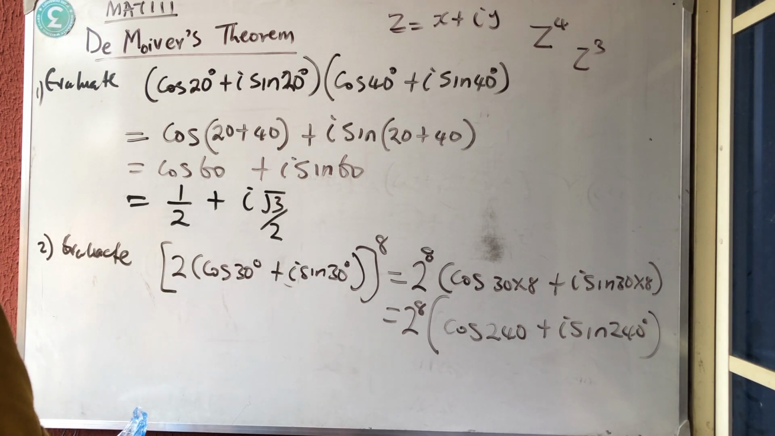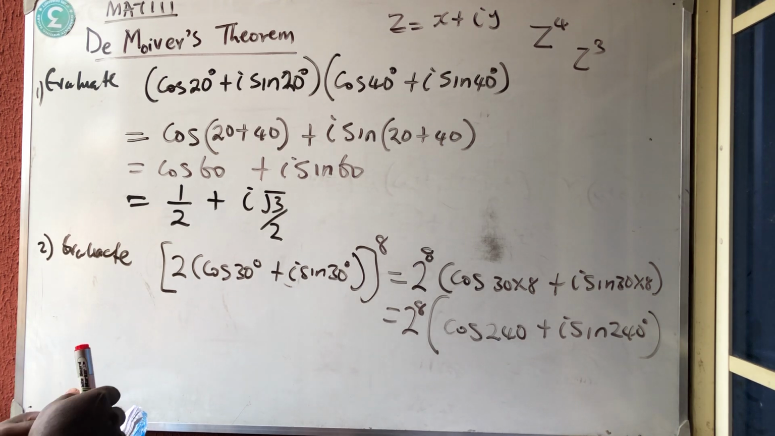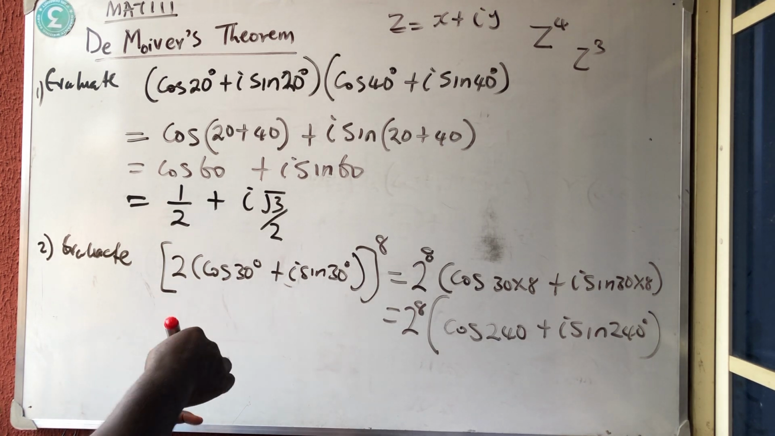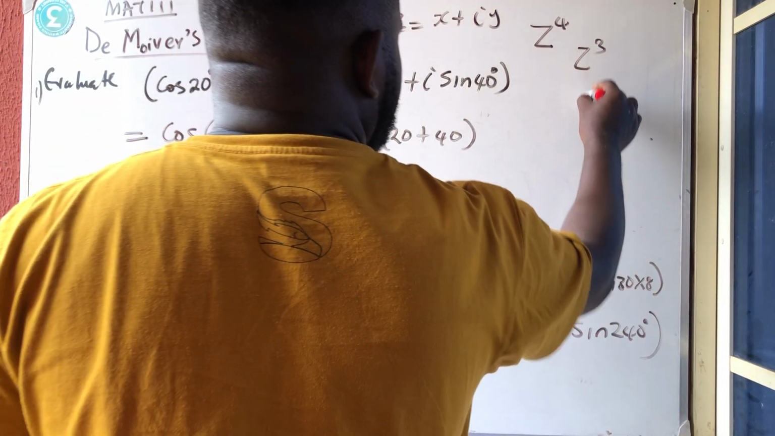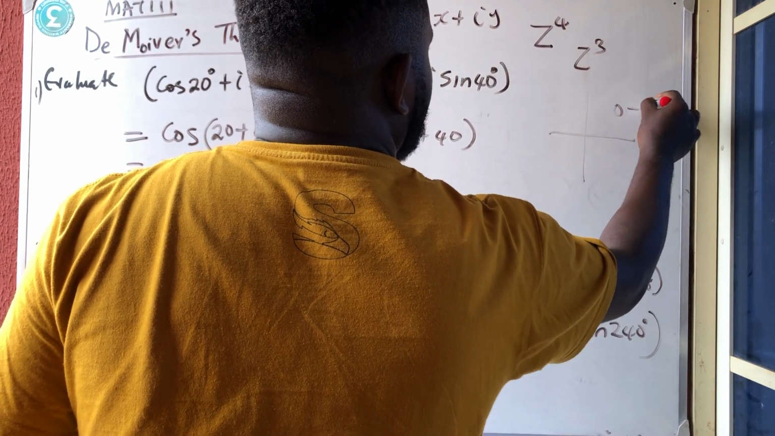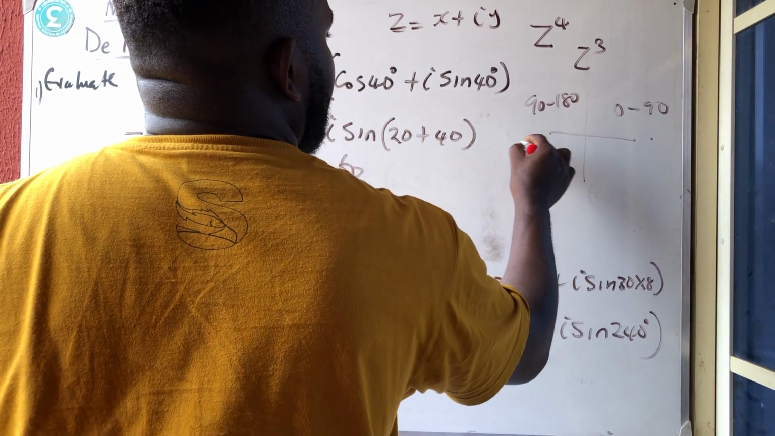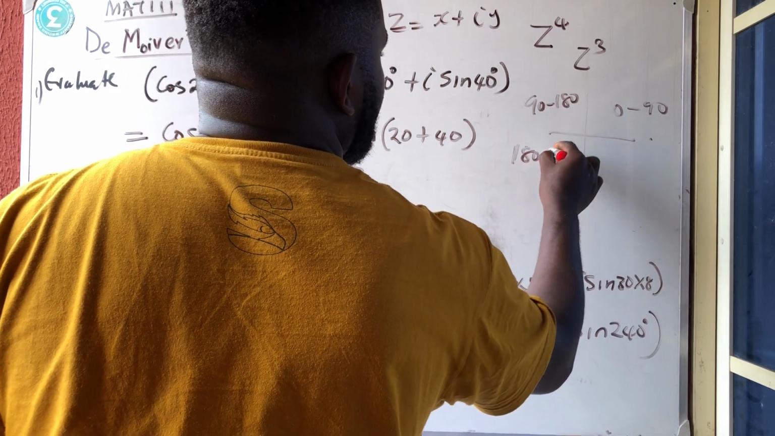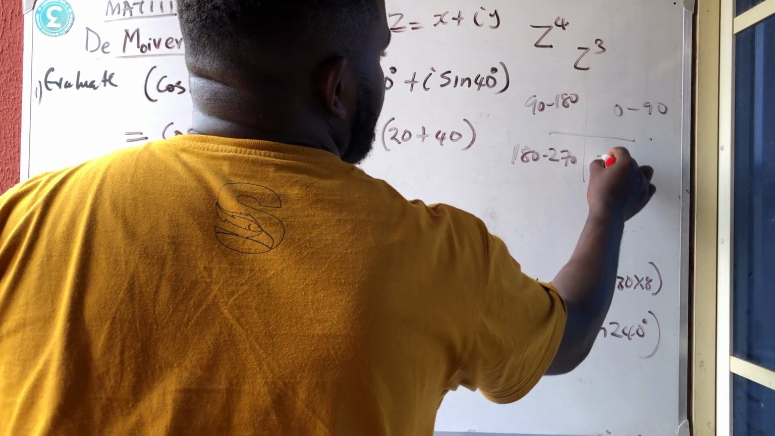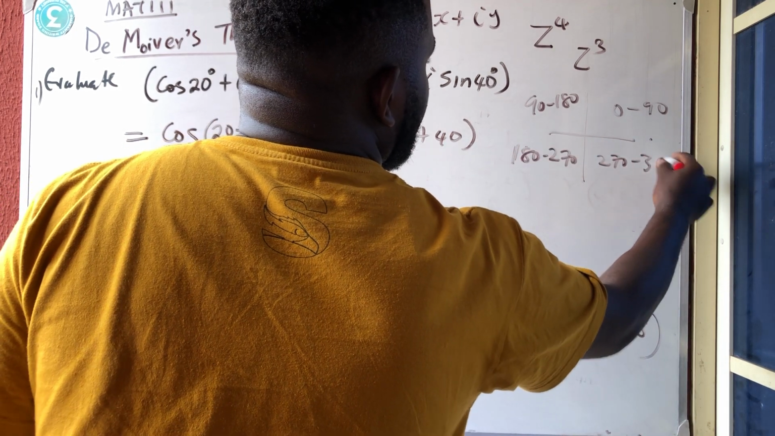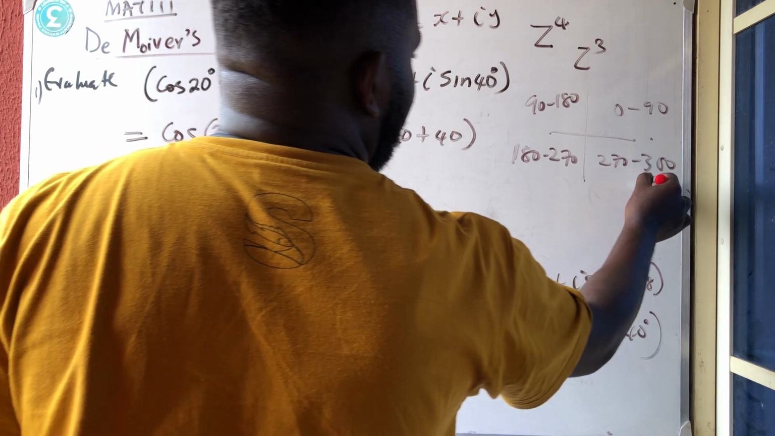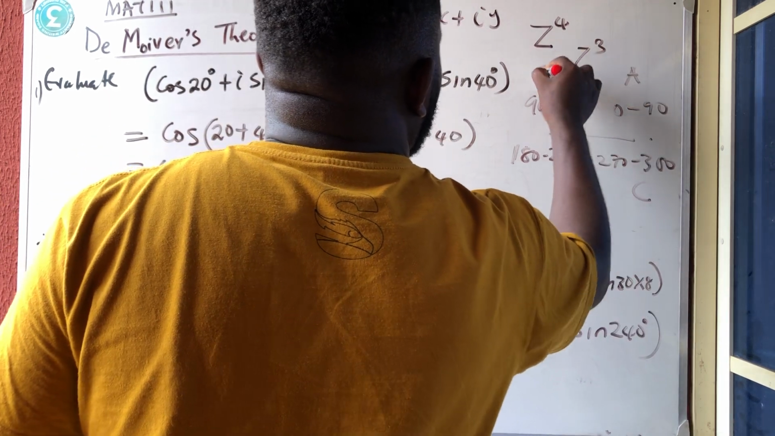Okay, now 240 degrees, can we bring it down? Yes, we can bring it down. 240 is in what quadrant? Let's check: 0 to 90, 90 to 180, 180 to 270, 270 to 360. So this is the third quadrant, and I have my CAST.